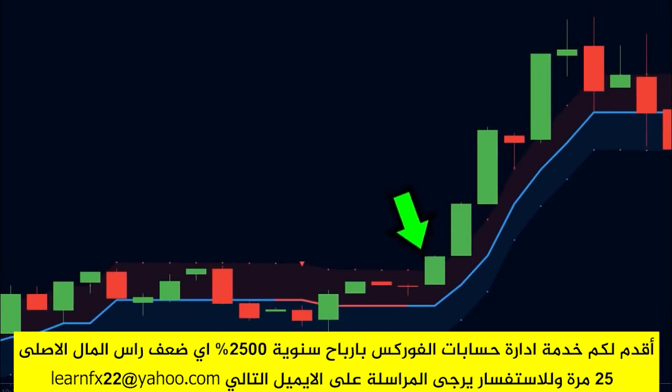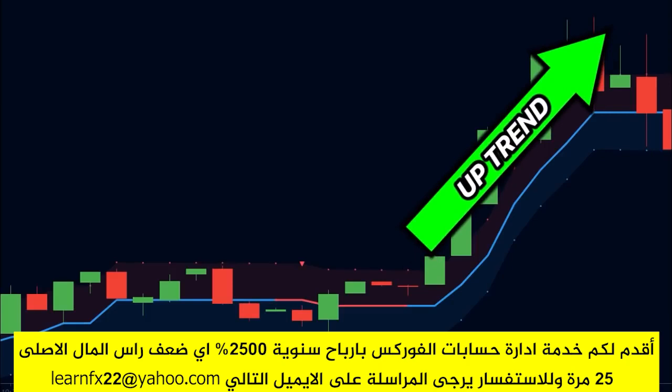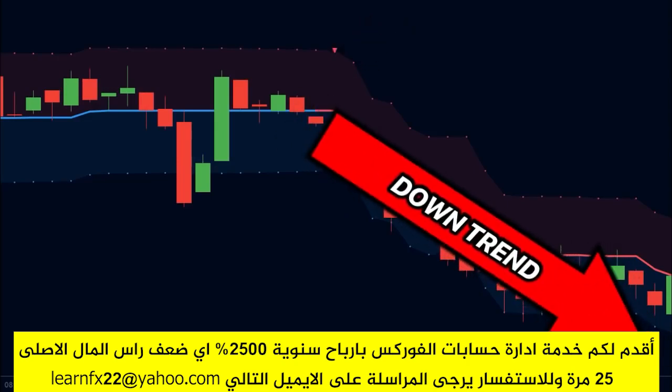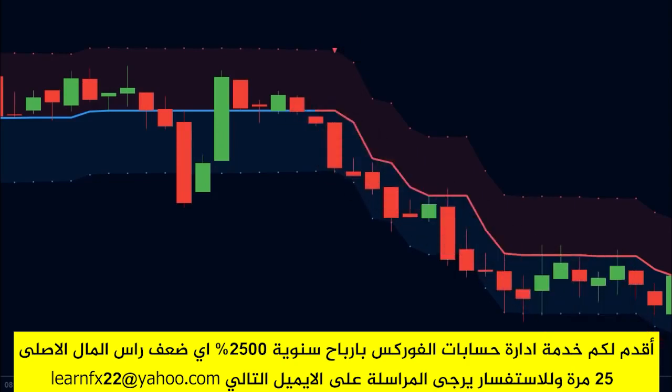When the price closes above the upper band for 2 to 3 candles, the central line will turn blue and a small blue arrow will appear below the half-trend. This indicates that the price is in a short-term uptrend. Similarly, when the price closes below the band for 2 to 3 candles, the central line will become red and a small red arrow will appear above the indicator. This indicates that the price is in a short-term downtrend.